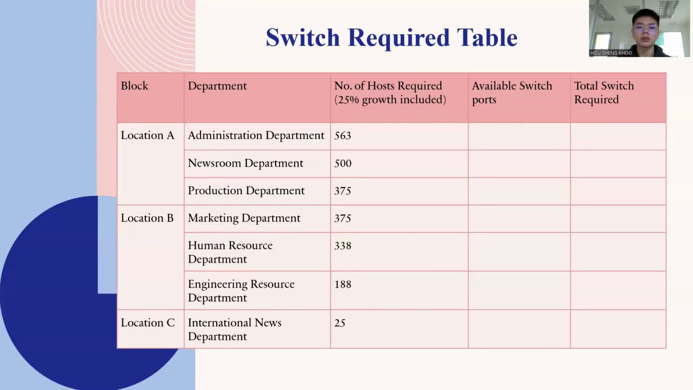After that, this is our switch required table. In this table, we need to calculate the available switch ports. In our network design, the switch ports available are only 9. And the total switches required is 563 divided by 9, so the answer is 63. And so on.